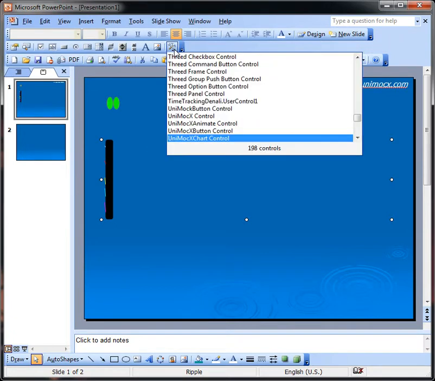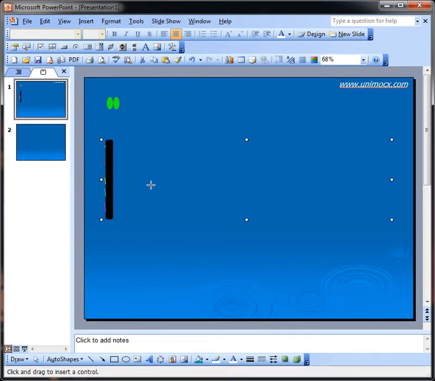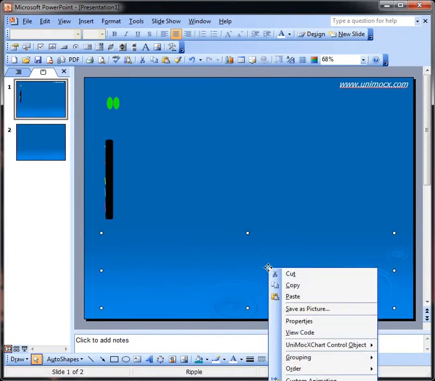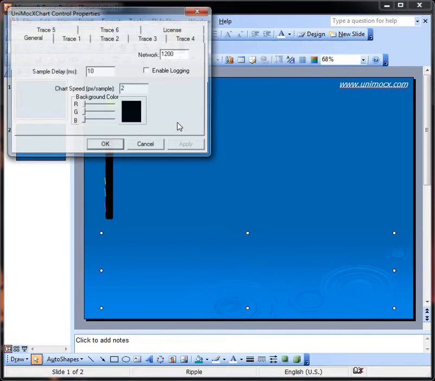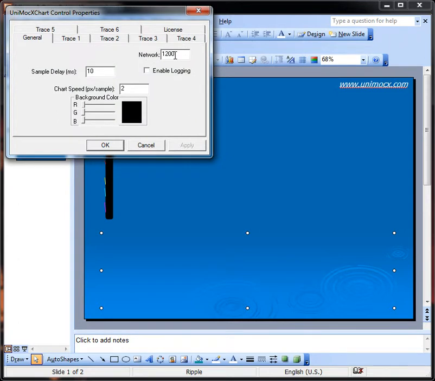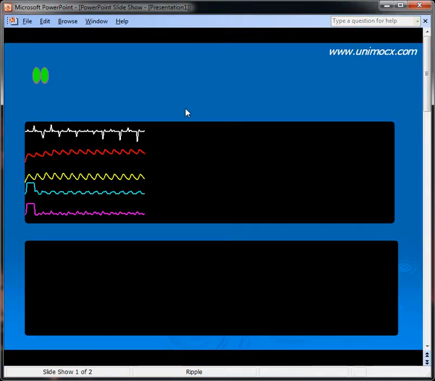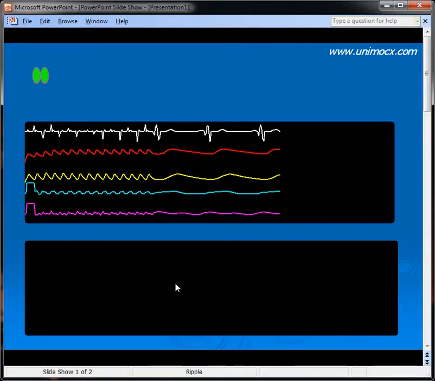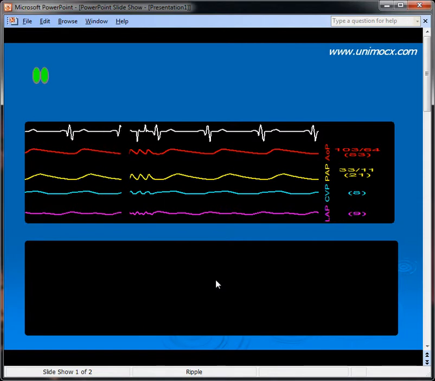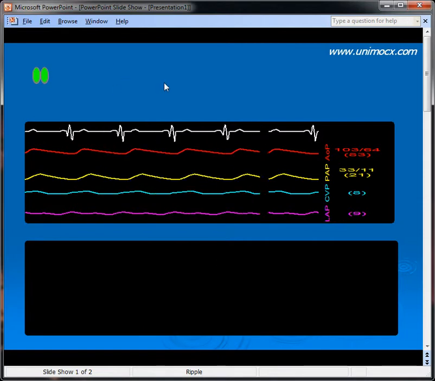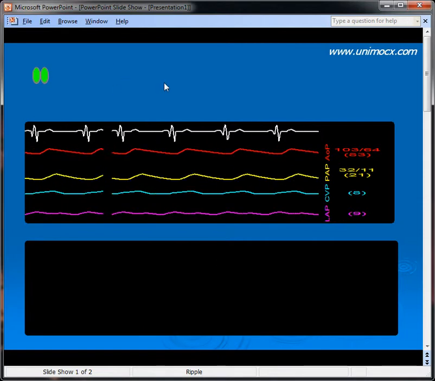If we draw another chart control on here, and we set that to a network of 1201, and then we start our presentation, you'll see that the second chart is not showing any information because there is no 1201 UniMocX control.